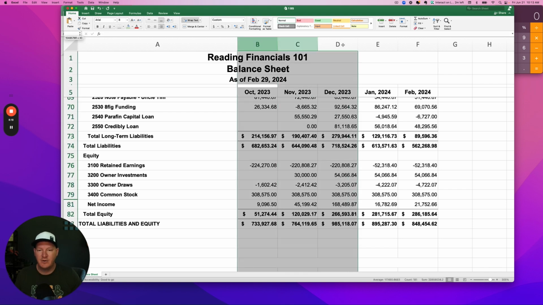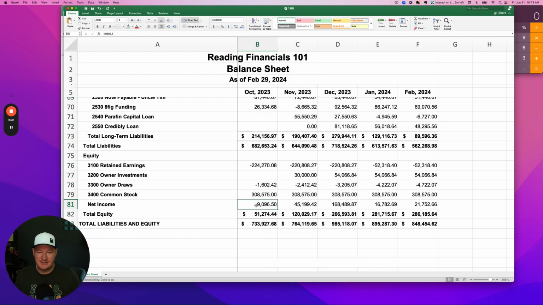As you can see here, going to the end of 2023, every month, literally, by the way, if I were to pull up this guy's P&L for October, he would have had a profit between January and October, so year to date, of $9,000. And then year to date through November, $45,000. And then after December, for the entire year, his profit for all of 2023 was $168,000 and some change.